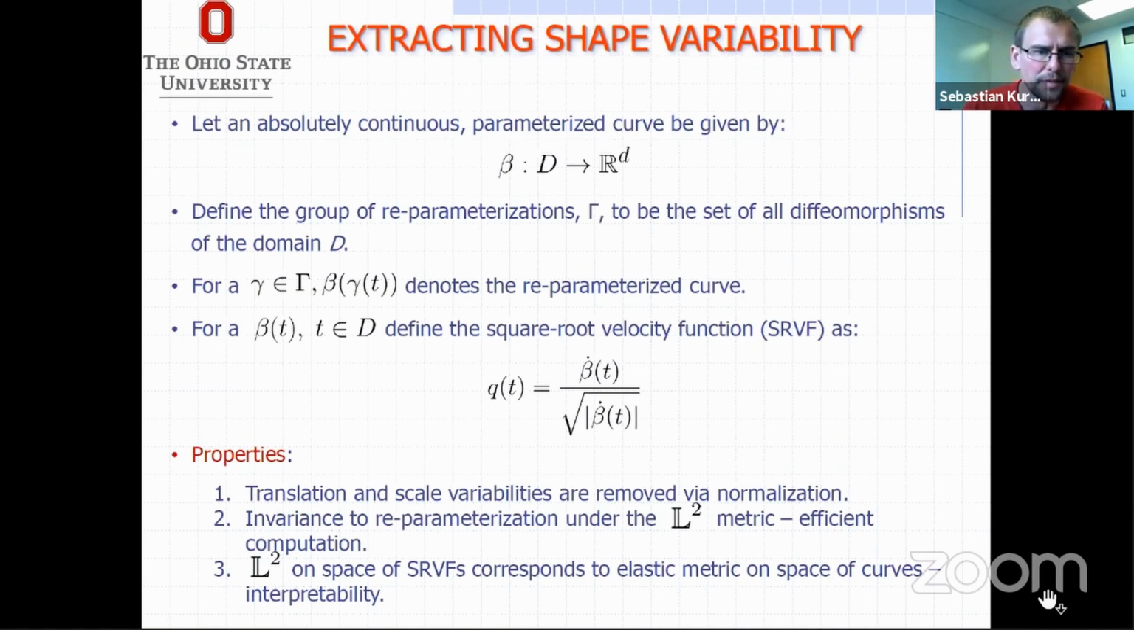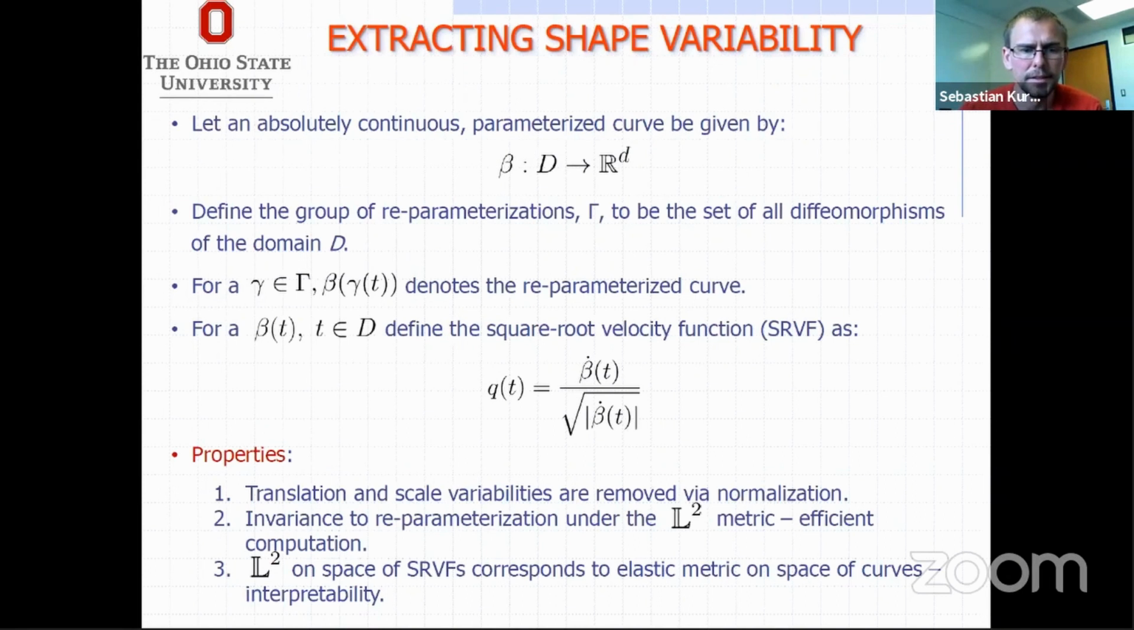Okay, so what are some properties of the framework? Because the squared velocity function Q only depends on the derivative of beta, then translation is automatically removed. So we don't have to worry about the translation variability. If we rescale all of the curves in our data to unit length, that takes care of scale variability. So we normalize the length of all the curves.